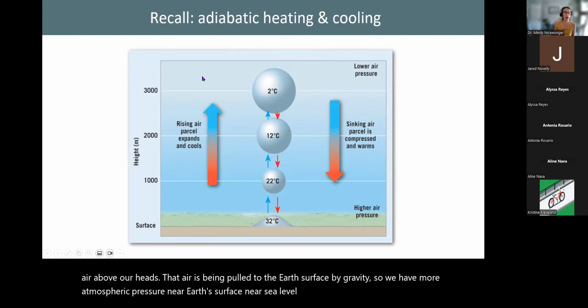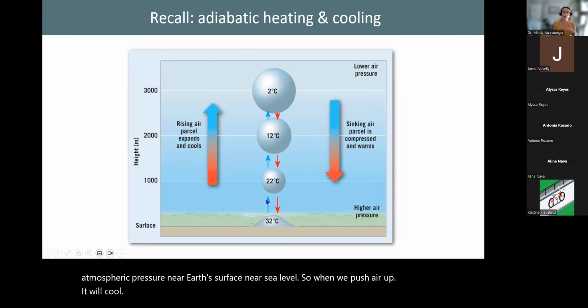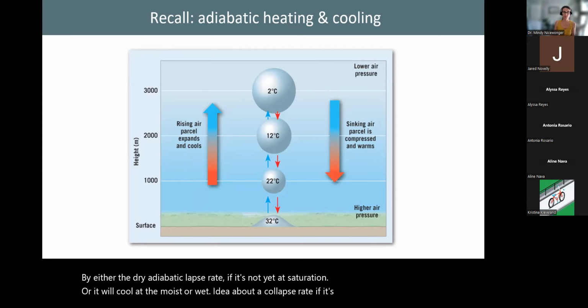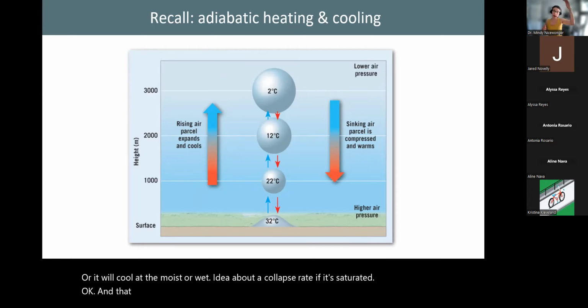So when we push air up, it will cool by either the dry adiabatic lapse rate, if it's not yet at saturation, or it will cool at the moist or wet adiabatic lapse rate if it's saturated. Okay, and that can determine where in the atmosphere we will form clouds. Are we going to form them low or higher?